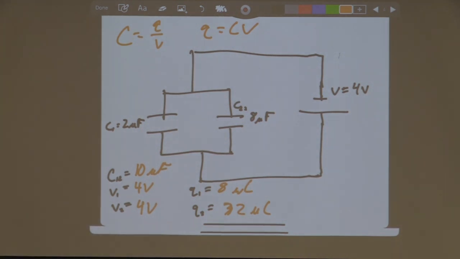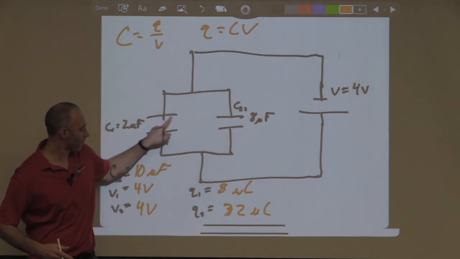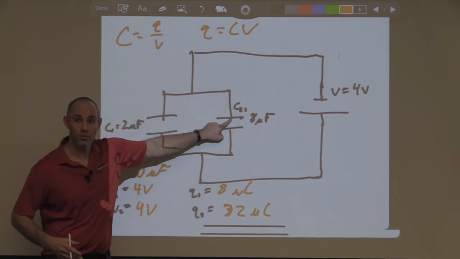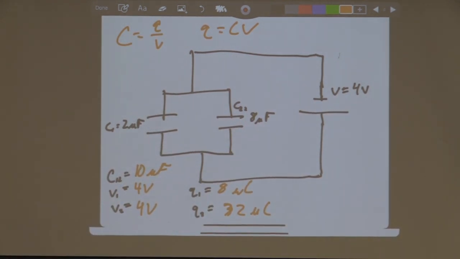microcoulombs of charge, right? So what do we have here? We have 8 and 32, which gives us 40 microcoulombs. It adds up. You could look at it either way. Those are both awesome ways to understand it.